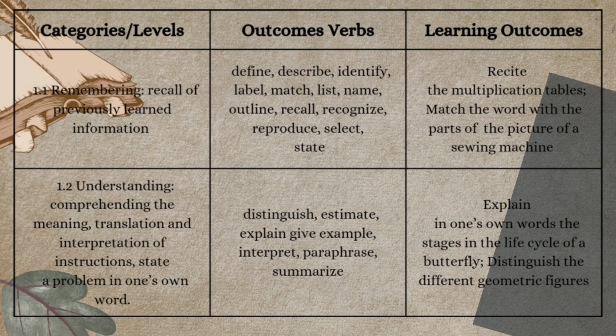Next is the understanding level. When we say understanding level, there will be comprehension: comprehending the meaning, translation, and interpretation of instruction, and stating a problem in one's own words. This will be the second level, higher than remembering. Outcome verbs used for this one will be distinguish, estimate, explain, give example, interpret, paraphrase, or summarize.